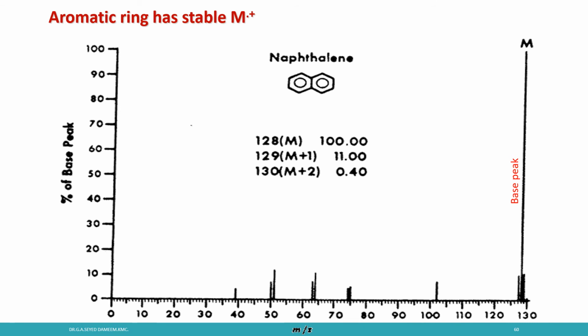That is due to the existence of the carbon-13 isotope at 1.1 percent. And the peak at m/z 130 is another isotope peak, the M plus 2 peak, which has a very low intensity of 0.4. The remaining peaks are daughter ion peaks. So this slide shows the molecular ion peak, isotope peaks and daughter ion peaks.